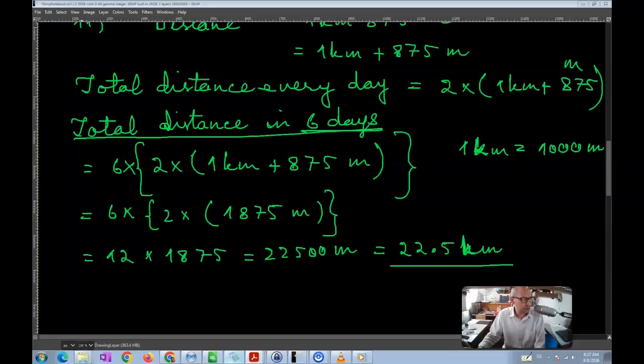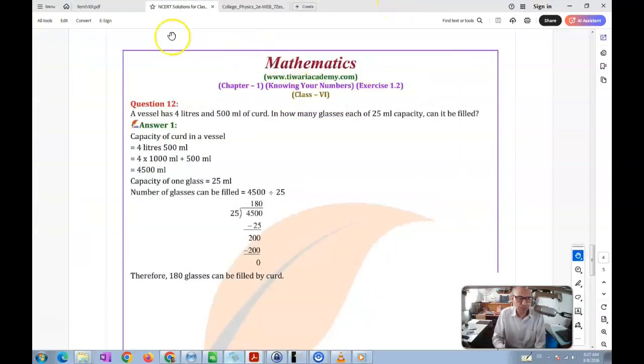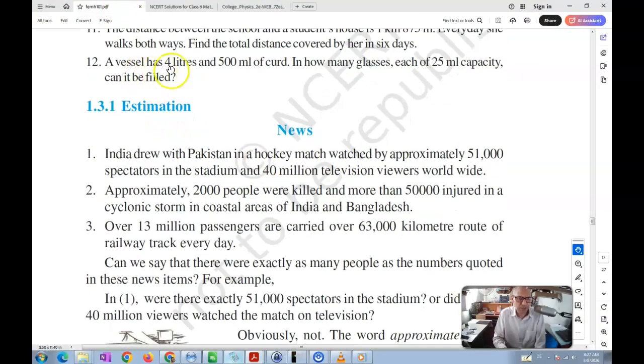Again, question number 12: a vessel has 4 liters and 500 milliliters of curd. In how many glasses, each of 25 milliliter capacity, can it be filled? So we have 4.5 liters of curd, and the capacity of each glass is 25 milliliters. We want to know how many glasses can be filled using 4.5 liters.